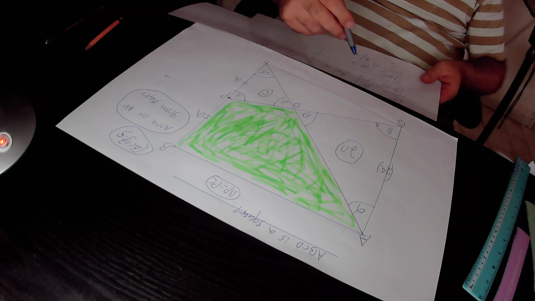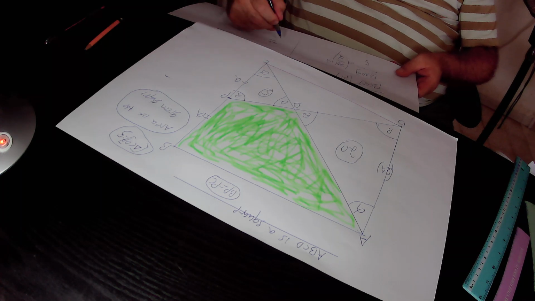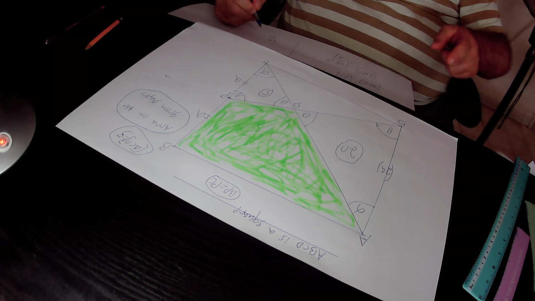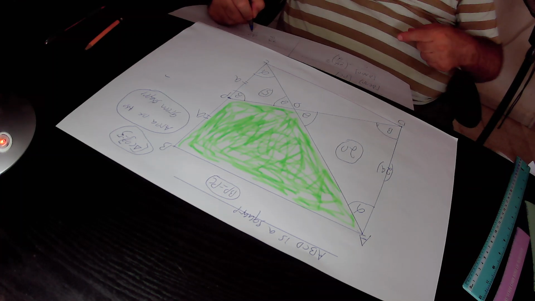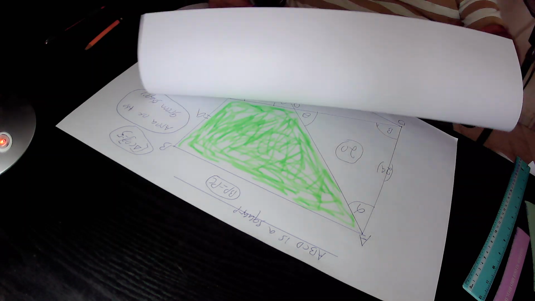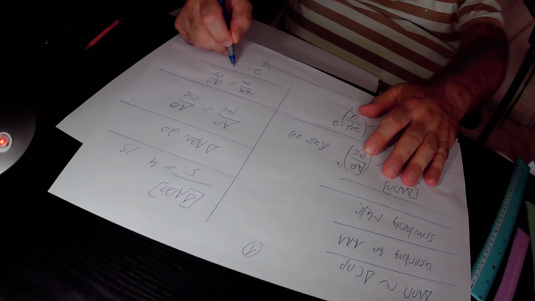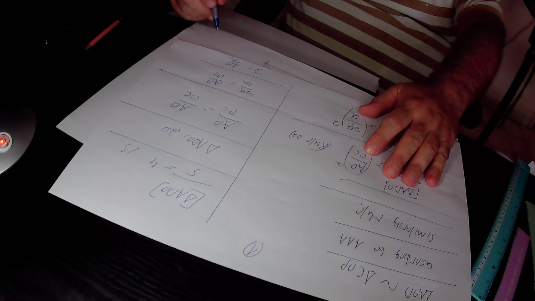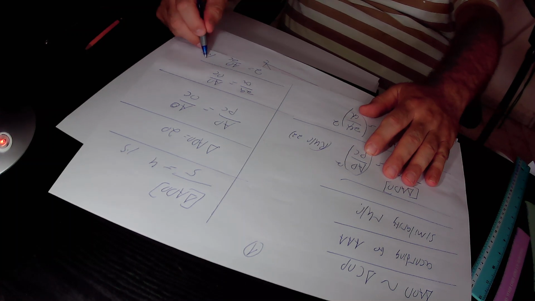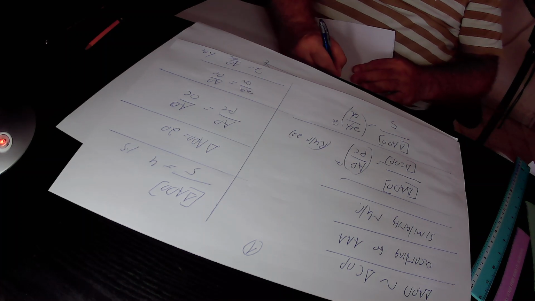AD is 2A over PC. PC is A, and it is equal to AO over OC. So here we have 2A over A is 2. So 2 equals AO over OC. Here we will multiply this equation by OC, and we get that 2 times OC is equal to AO.